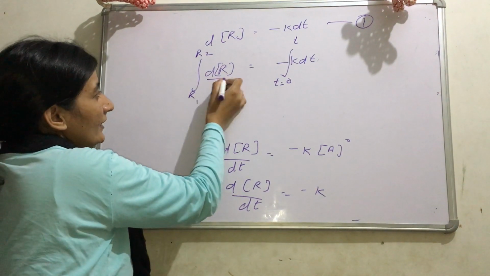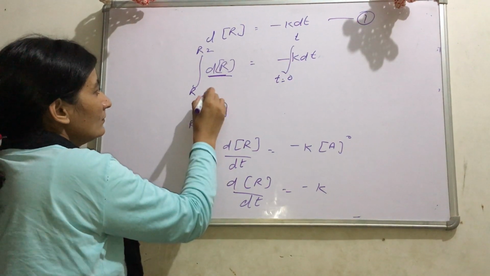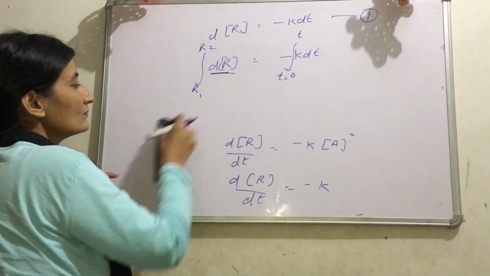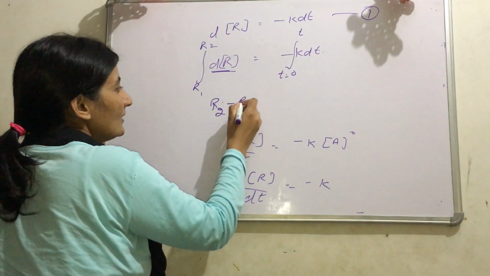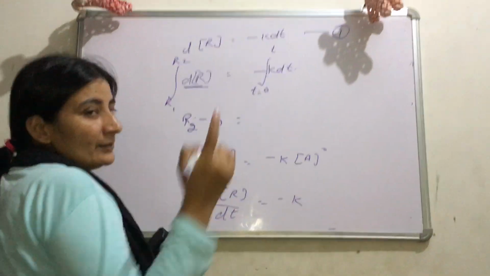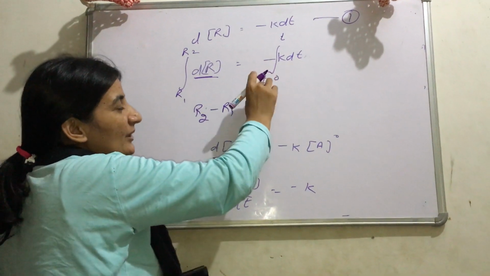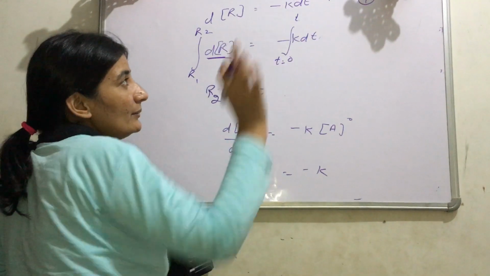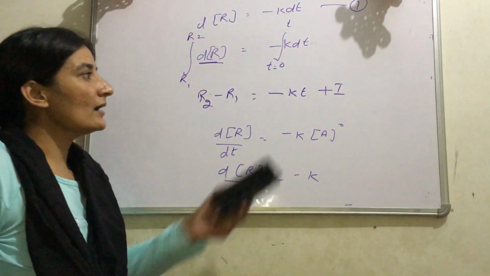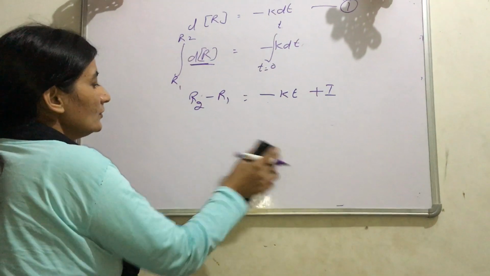Integration of dR becomes R, limit R1 to R2. If we put the limit here, it becomes R2 minus R1, upper limit minus lower limit. Minus K dt, integration of dt becomes t, with limit 0 to t, so t minus 0 becomes t. So here we obtain minus Kt plus I. What is the I here? I is the integration constant. Now how can we find out the value of the integration constant?